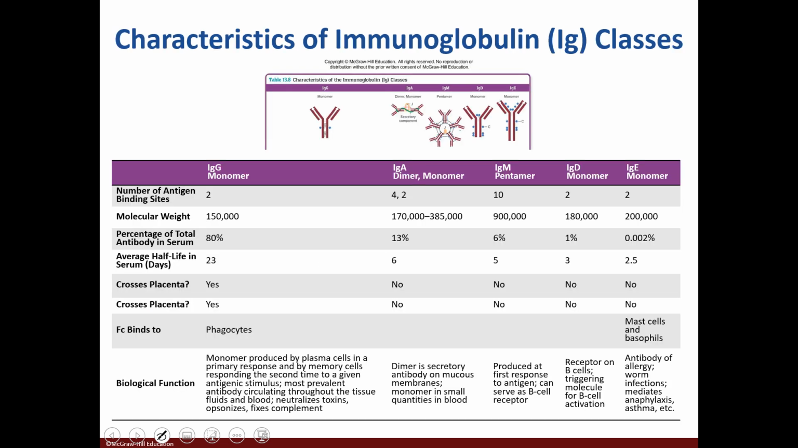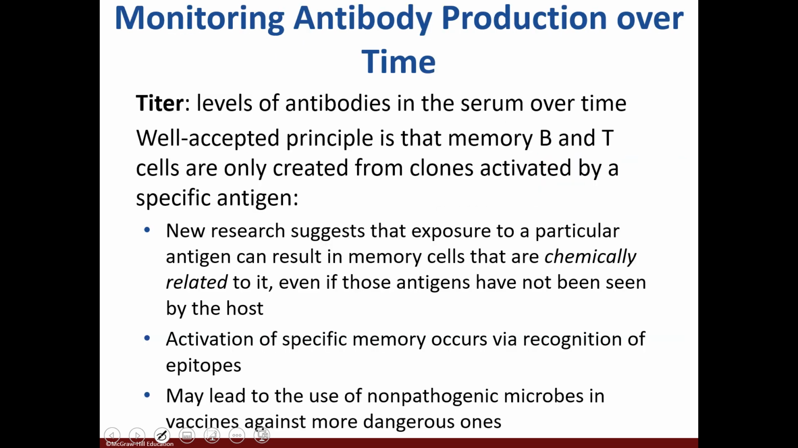Here we can see the structures of our different antibodies. Here we see IgG, IgA, IgM, IgD, and IgE. IgG makes up the bulk of our antibodies, can cross the placenta, and is released in a primary response. IgM is the first produced upon first exposure to an antigen. IgD is a receptor on B cells, and IgE is produced in an allergic reaction or helminth infection. A titer determines level of antibodies in serum.